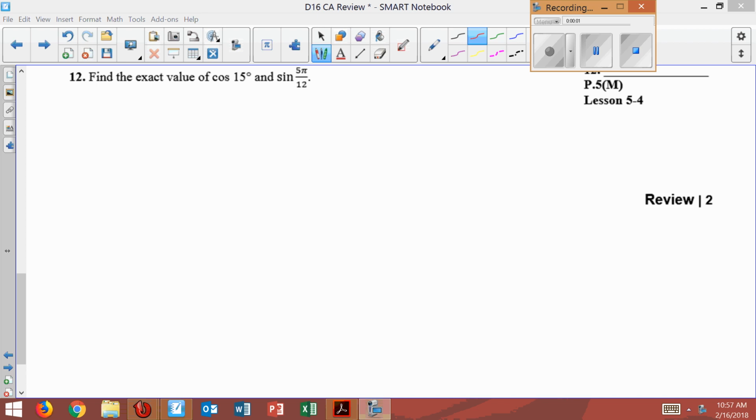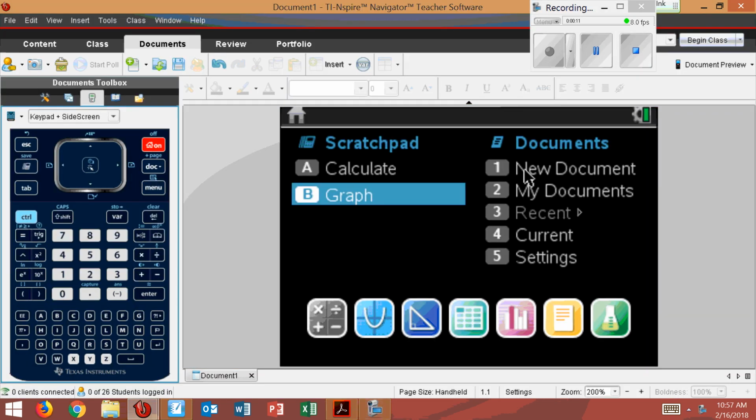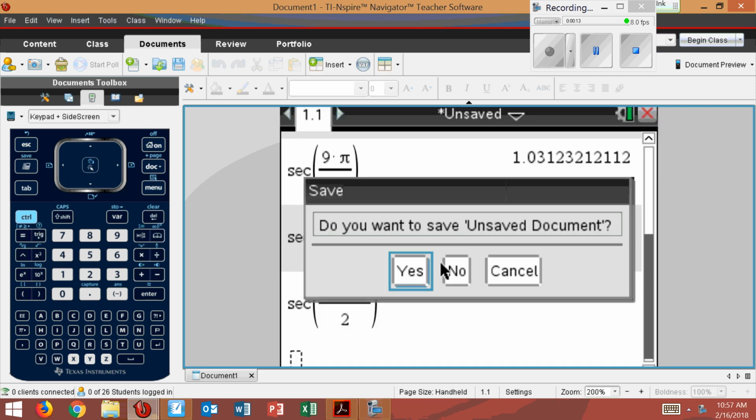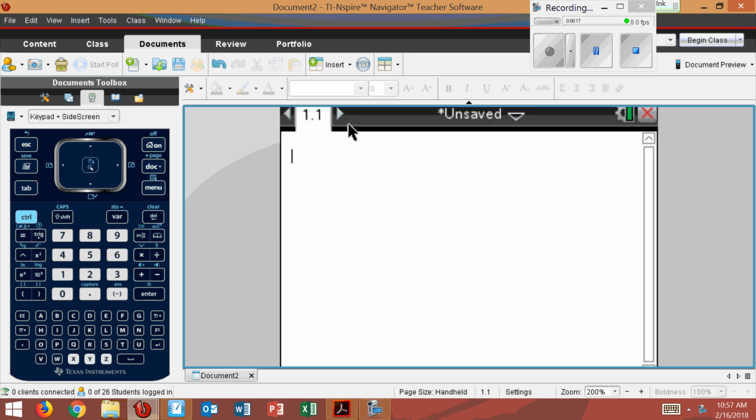Number 12, find the exact value of cosine 15 degrees and sine 5 pi over 12. Now, one thing we could do is go over to the calculator and just type in these values, but there's going to be a problem when you look at your answer, because the answer choices on the actual test are not going to be decimals.